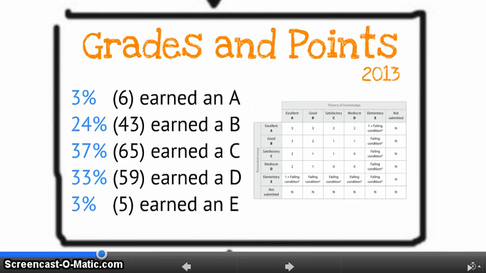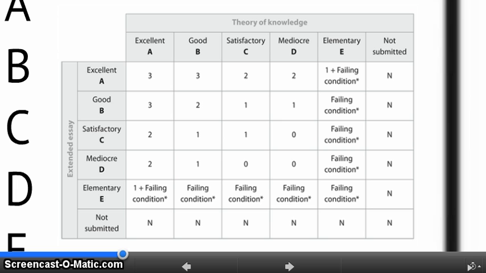And what does that score, what does the grade even mean? These are the results from 2013 at Spruce Creek High School. 3% of our students earned an A on their extended essay, 24% earned a B, 37% earned a C, 33% earned a D, and 3% earned an E. So 5 students earned an E. That's not a high number, but that's still not good, because I want you to look at this chart.